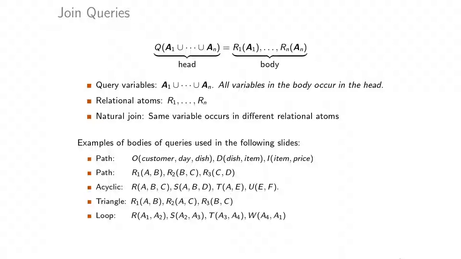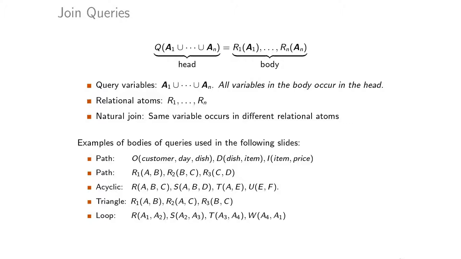And there is also a loop query. You go from A1 to A2, then from A2 to A3, from A3 to A4, and then back to A1. So you form such a cycle of length 4. This is also a very interesting query. We'll look at it in more detail.